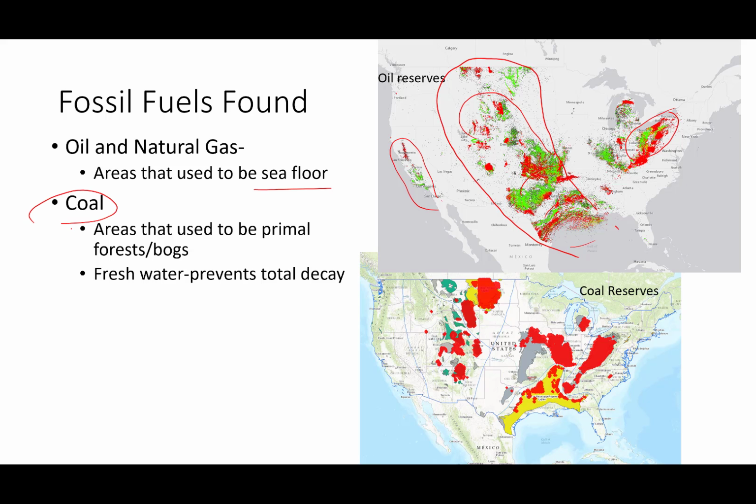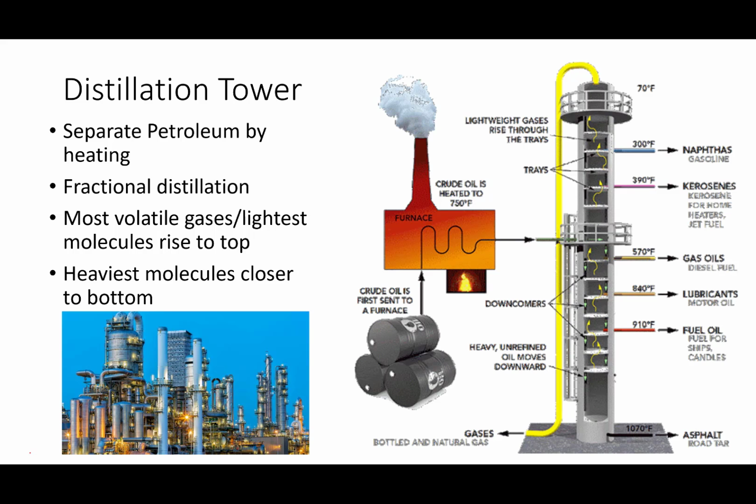Coal areas used to be also primordial bogs and forest areas, but usually freshwater, so that there was a different kind of decay mechanism that happened to those forests. And that's why you have these big coal fields under West Virginia and these parts of the United States. So these are also decayed leftover energy from the sun that we are harvesting and using.